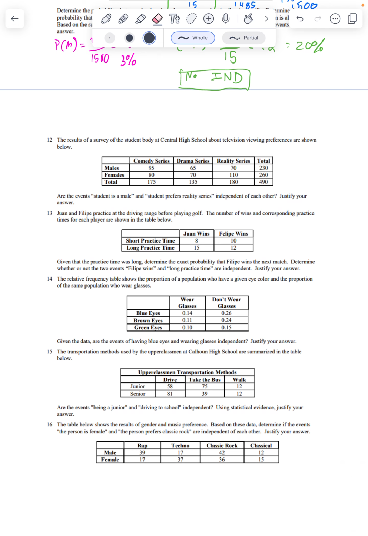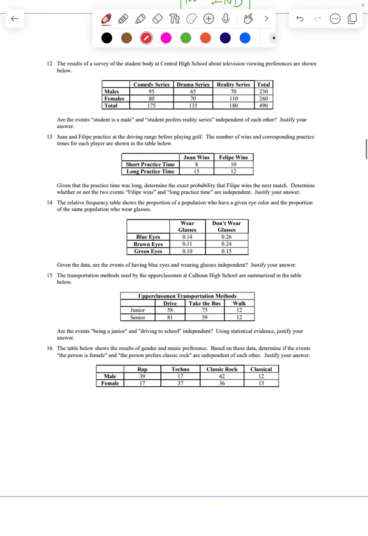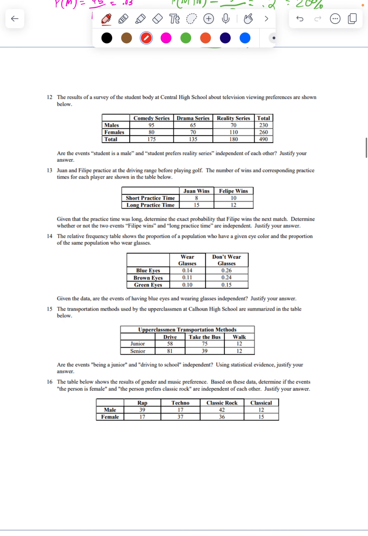Okay, let's do a couple more. Again, try them yourself, see if you get the right answer, and if you don't, come back to it. All right. A survey of students at Central High School about television viewing preferences is shown below. Are the events student is a male and student prefers reality series independent of each other? Justify your answer.